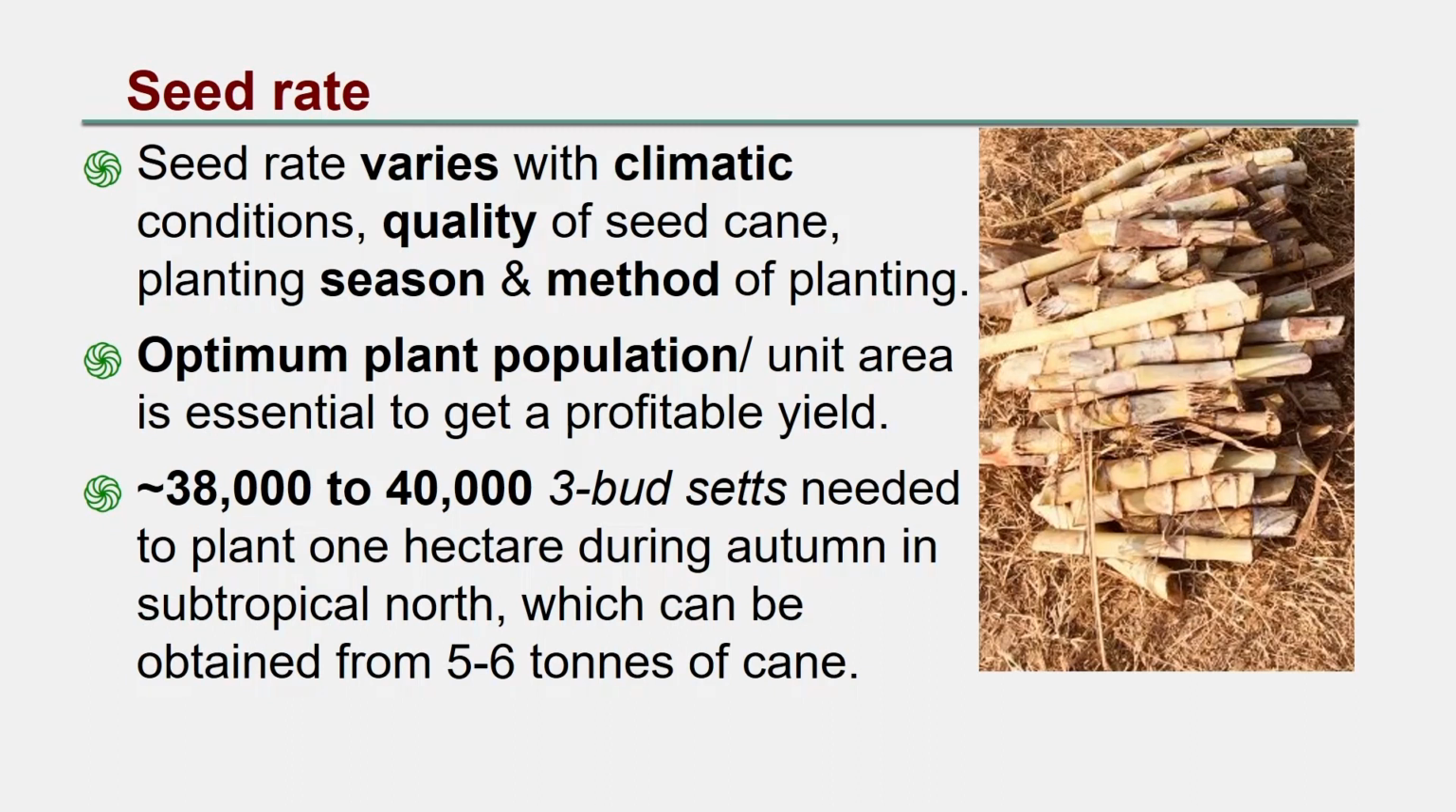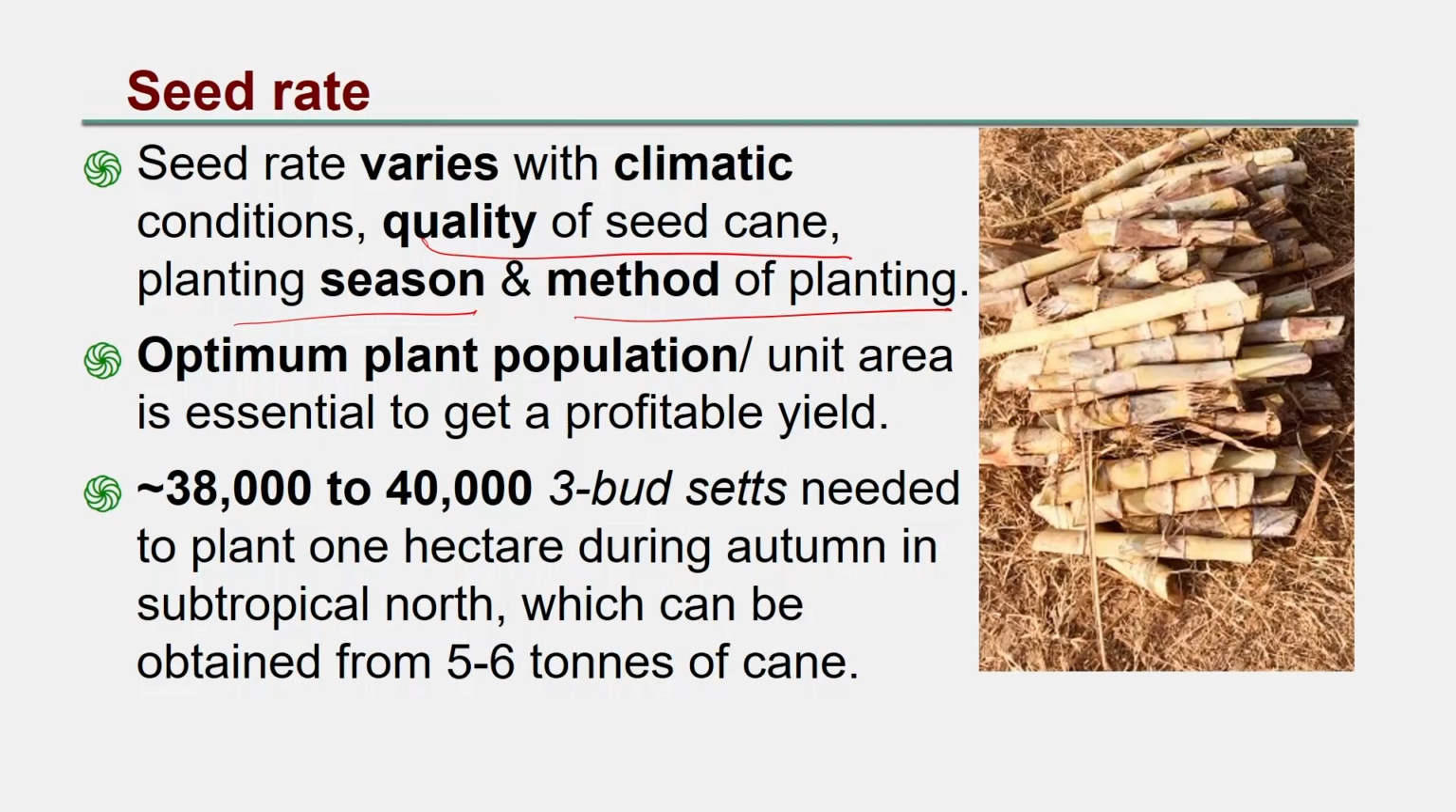Now see seed rate, how much seed is required for planting 1 hectare area of sugarcane. So, seed rate varies with climatic conditions, quality of seed cane, planting season and method of planting. So, a number of factors will affect the seed requirement. Quality of seed means if the germination percent is lower, then you would need more seed. Similarly, planting season: under, say, autumn planting, you may require less seed rate compared to spring planting.